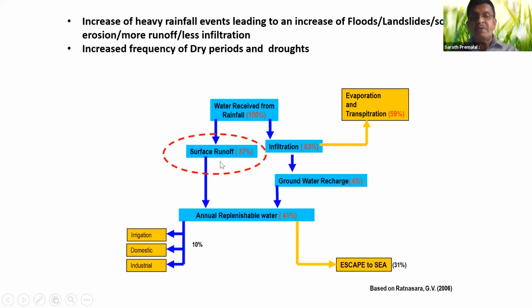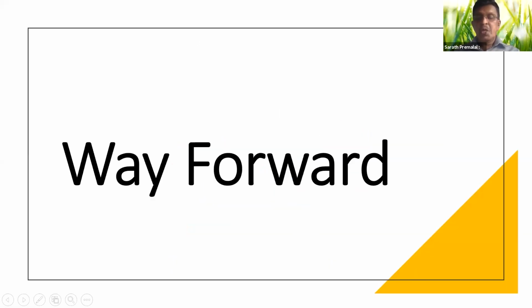So you can see when we focus on the water budget in Sri Lanka, runoff is just 37%, but with high intensity rainfall and extreme rainfall, this part will also increase. So it will also be a high impact for water resources in Sri Lanka. So my analysis part is almost finished.